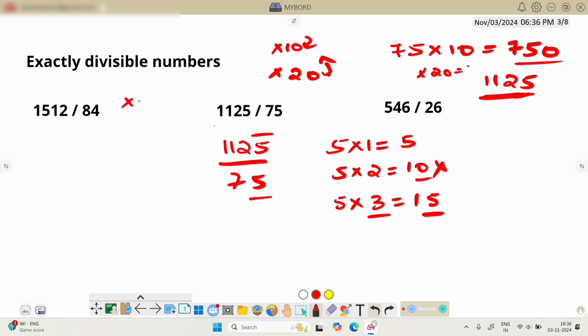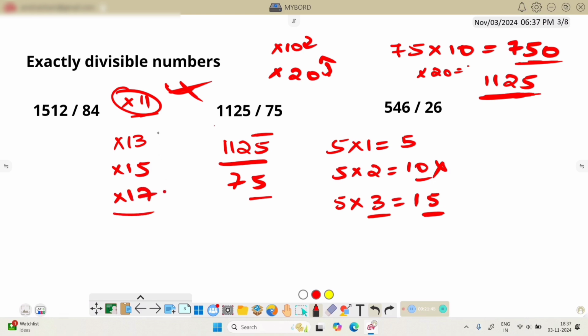That means your answer may be into 11. But into 11 is not possible because 1125 is a little bit greater than into 11s. See here, if you add 75 here, your answer will be in the range of 815 or 825, something like that. So into 11 will not be your answer. You can simply cancel this out, and next your answer may be into 13, into 15, into 17. Okay, so your answer will be in this range only.